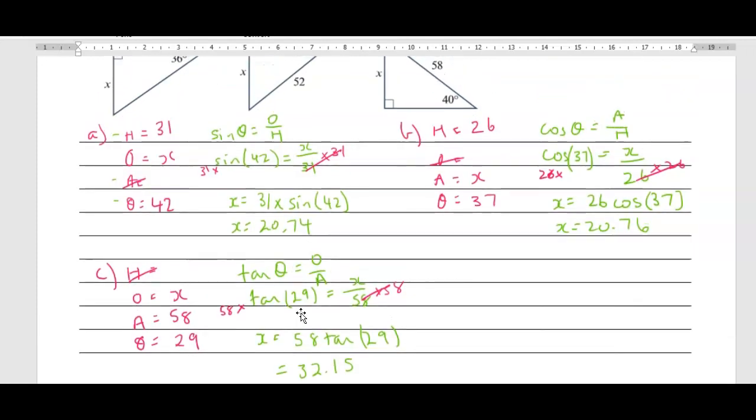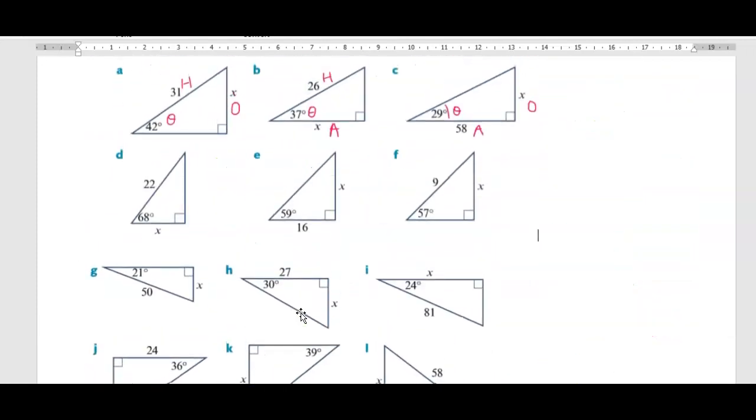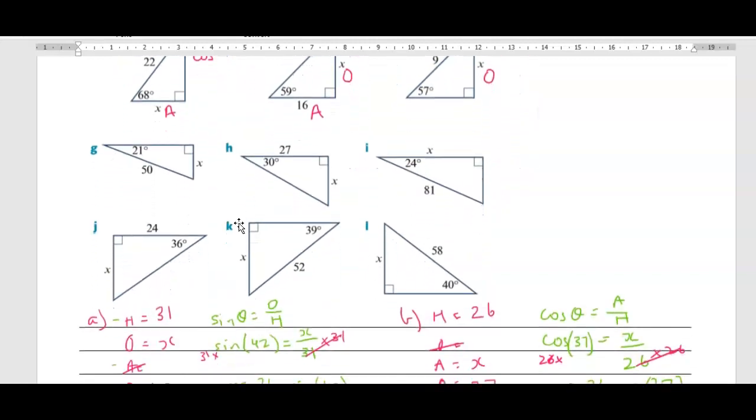Now I'm just going to scroll back up and do the rest with you, but I'm not going to do every single question, just help you with the labeling. So your hypotenuse is here. This is your adjacent. This is your opposite. This is your adjacent. This is your hypotenuse. This is your opposite. So we're going to be using cos for this one, tan for this one, sine for this one. Okay, so you can go ahead and do the calculations for that.